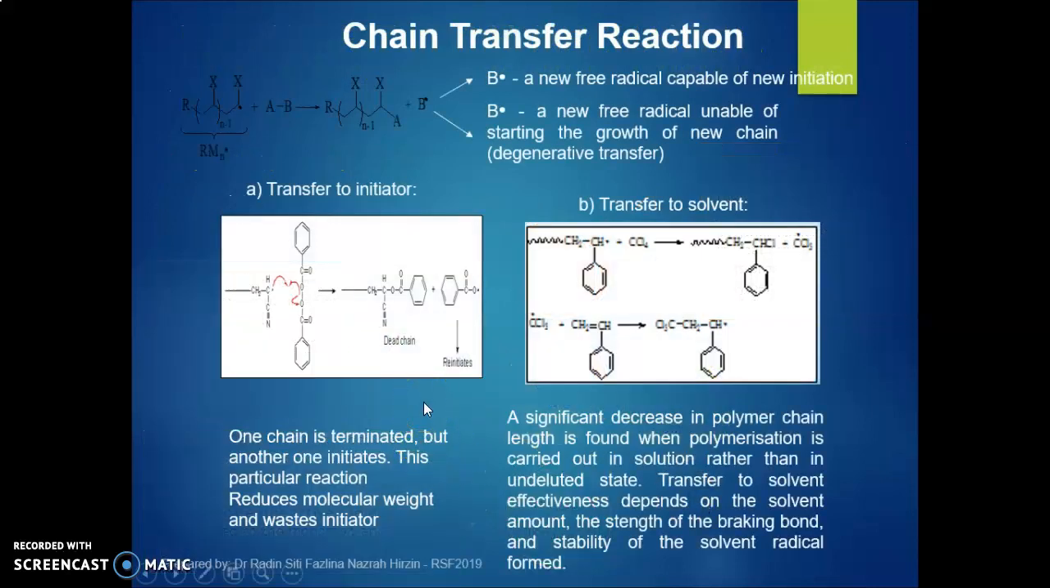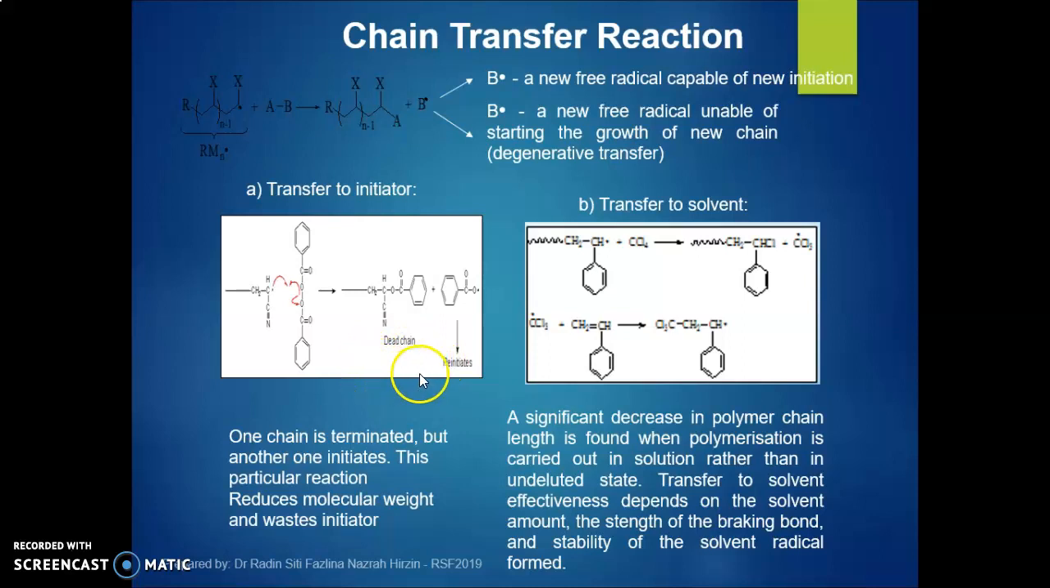Okay, this is the example of chain transfer to initiator. One chain is terminated, but another one is initiated. This particular reaction reduces molecular weight and wastes initiator. As we can see, this is the example of chain transfer to initiator and chain transfer to solvent. This is the chain transfer to initiator, whereby this is the PPO initiator. One chain end is terminated to produce a dead chain, but the other one is initiated, which is reinitiated. This particular reaction will reduce molecular weight and waste initiator.